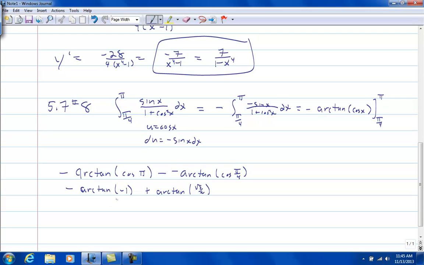Now, arctangent of negative 1 is going to be negative pi over 4. So what we have is the negative of negative pi over 4 plus arctangent of the square root of 2 over 2. And that's just going to be pi over 4 plus arctangent of square root of 2 over 2.